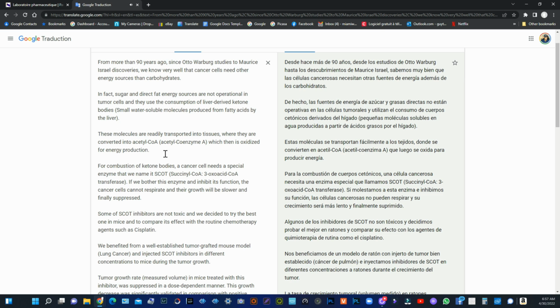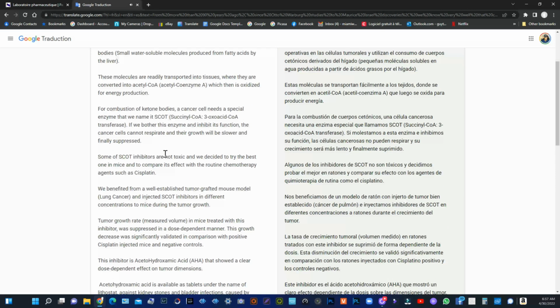for energy production. For combustion of ketone bodies, a cancer cell needs a special enzyme that we name SCOT, succinyl-CoA 3-oxoacid-CoA transferase. If we bother this enzyme and inhibit its function, the cancer cells cannot respirate and their growth will be slower and finally suppressed.